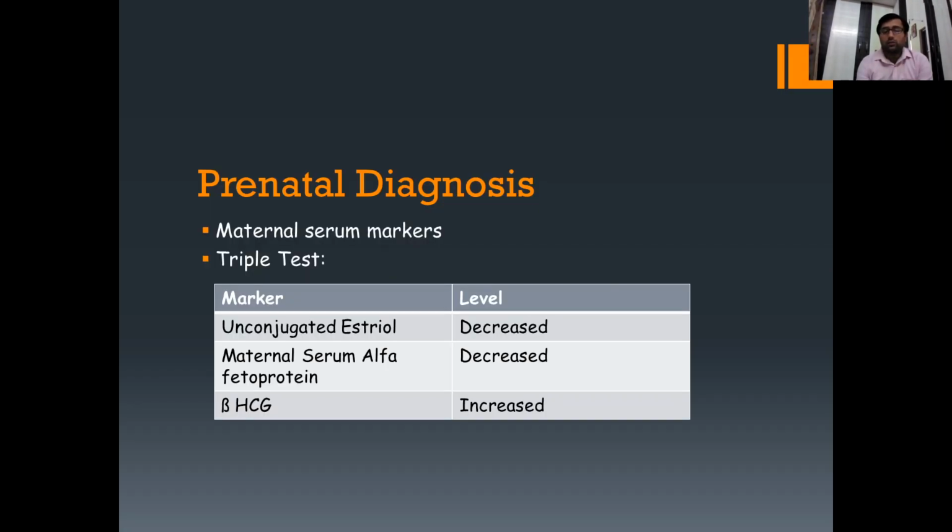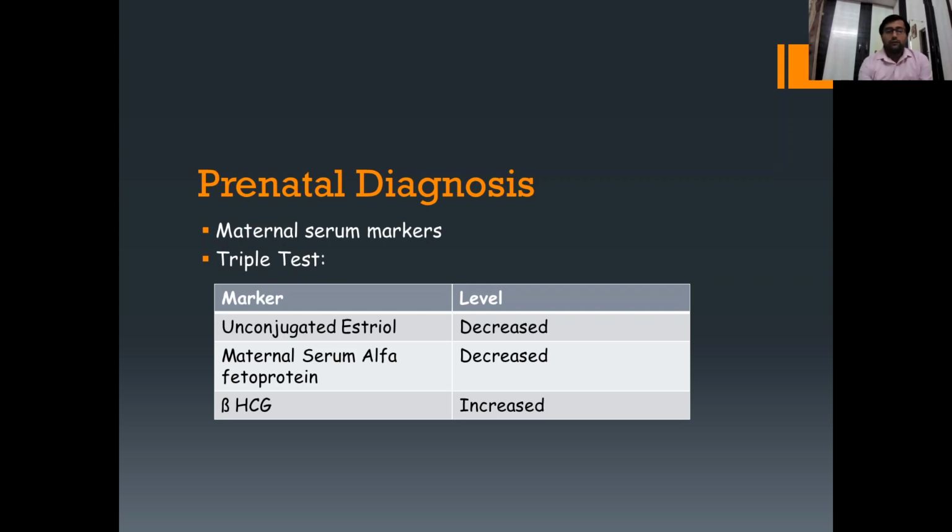Now what are the tools for prenatal diagnosis? We can use certain maternal serum markers in pregnancy, which can tell if the fetus is having Down syndrome or not. So what can we use? We can use the triple test, in which unconjugated estriol and maternal serum alpha-fetoprotein, these two serum markers, are decreased, and beta human chorionic gonadotropin is increased.